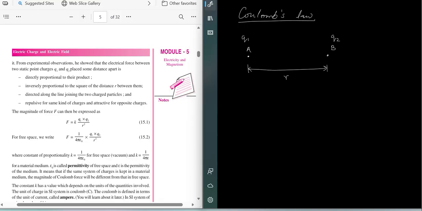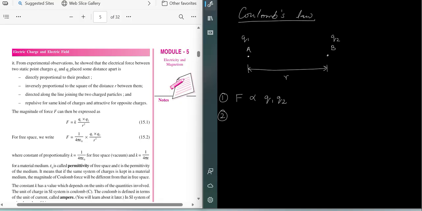So what is the force? We are only talking about the magnitude initially. The magnitude of the force is proportional to the product of the charges, that is Q1 into Q2. That is what Coulomb found.